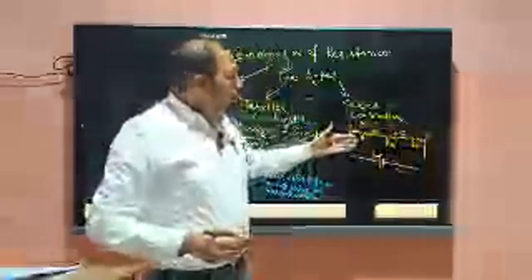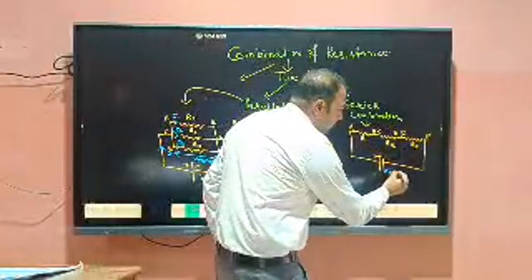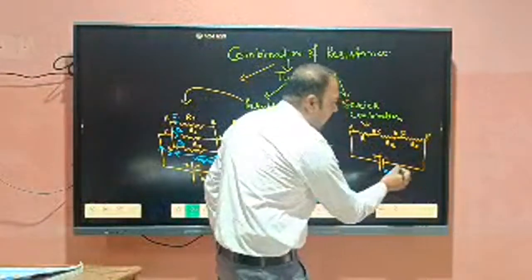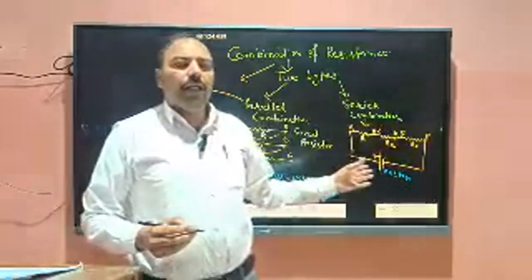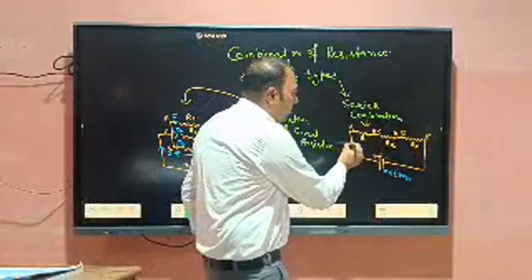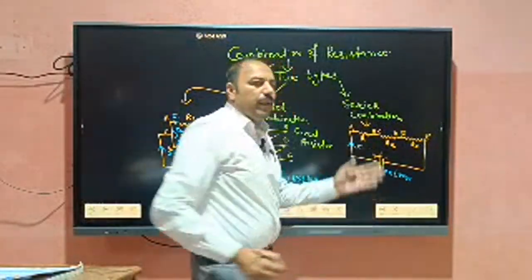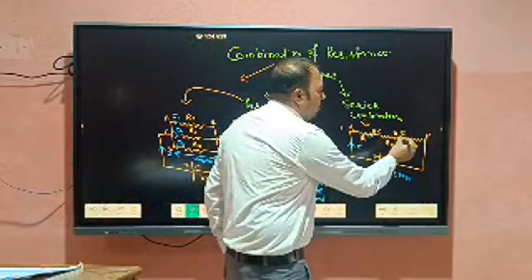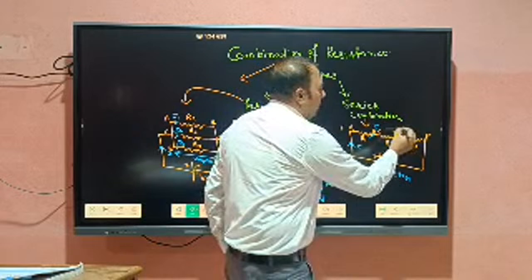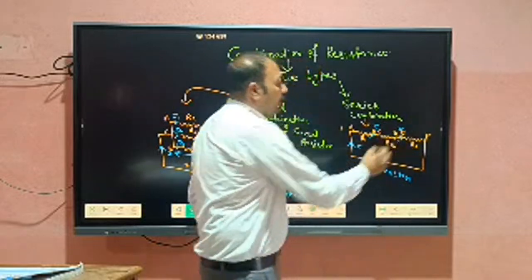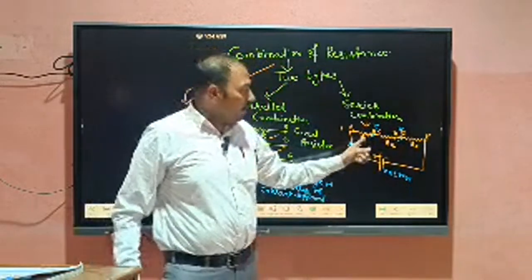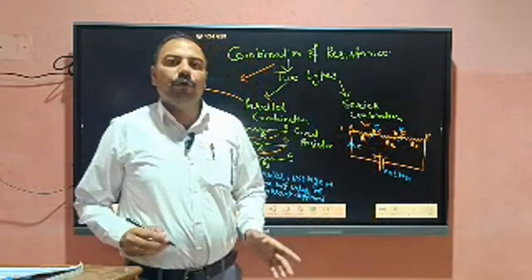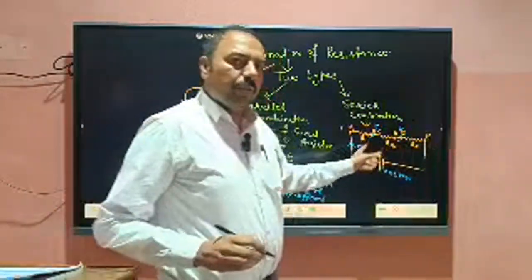But in a series combination, the voltage is different and the current is the same. For example, this voltage and this supply electrical current I. So what is the value of current here? I. Here the path is the same, only a single path, so the electrical current remains the same. Here the current is also I, here also I. So the electrical current across R1, R2, R3 is the same because there is a single path.